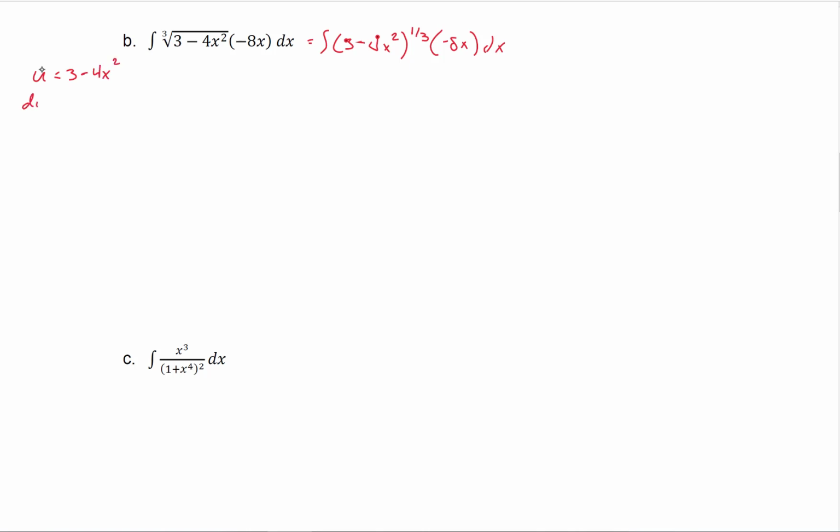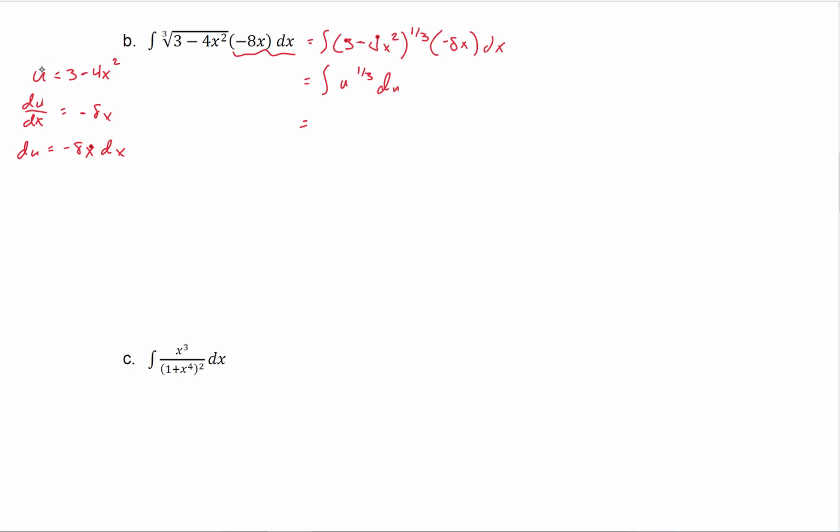So then du/dx is negative 8x. So du then is negative 8x dx. Notice this matches what's left over in our integrand, right? So when we do our substitution now, this becomes the integral of u to the 1/3 power du.